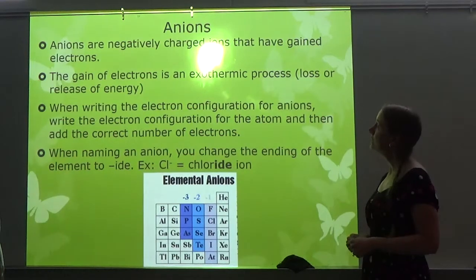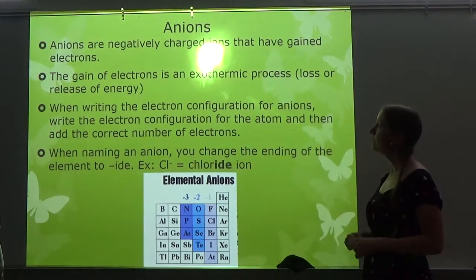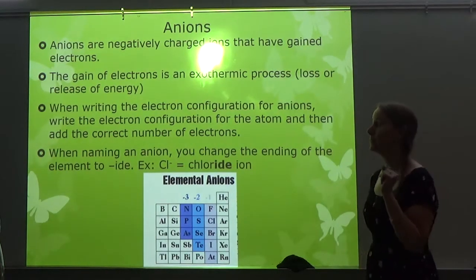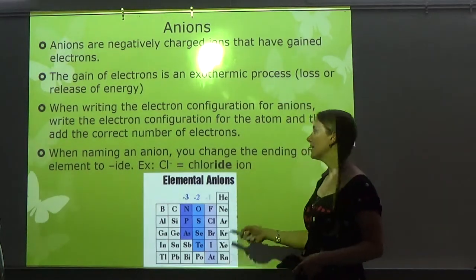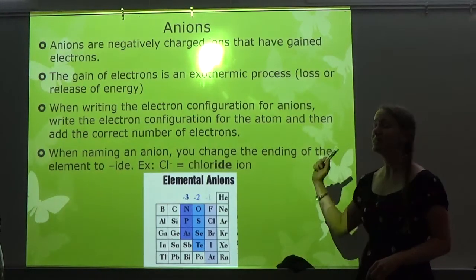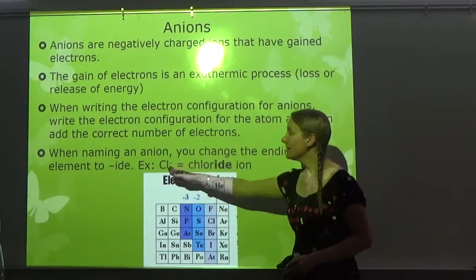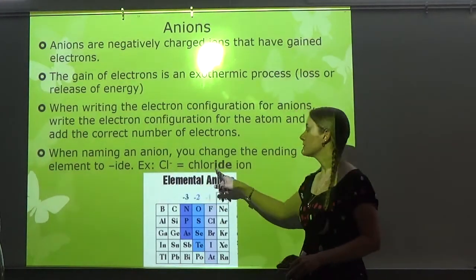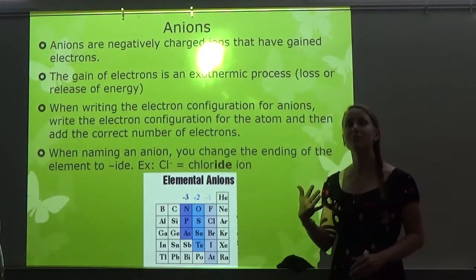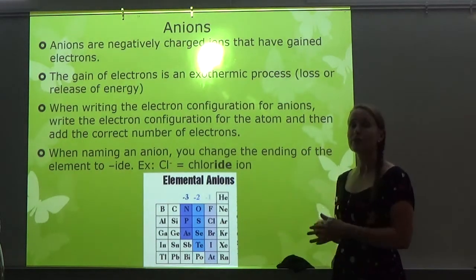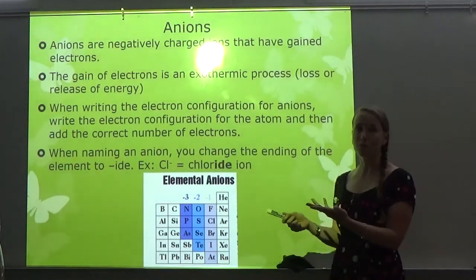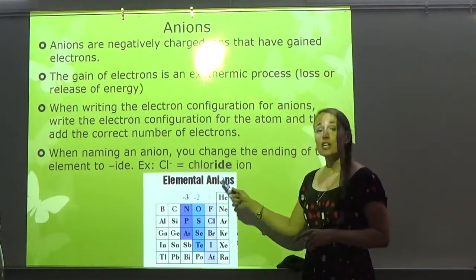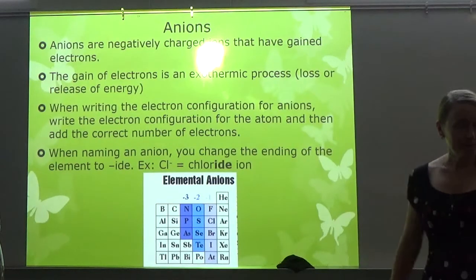When you write the electron configuration for anions, you write the configuration for the atom and then add the correct number of electrons. Now this is where it's slightly different. When you name an anion, you change the ending of the element to "ide." So Cl is normally chlorine, but once it has a negative charge, it becomes chloride. That's where we get the name for salt, sodium chloride. The sodium's positive, so we just call it sodium, and the chlorine's negative, so we call it chloride. So we have to change the ending if it's an anion.